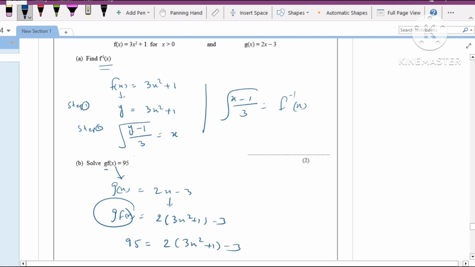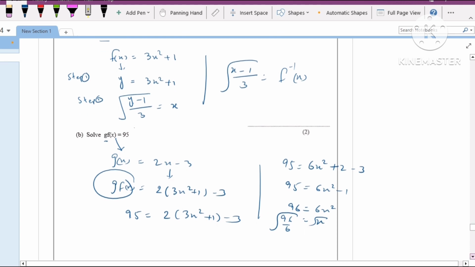Expand the bracket. 95 is equal to 3 times 2 is 6x squared plus 2 minus 3. 95 is equal to 6x squared minus 1. This minus 1 becomes plus here. Then divide it by 6: 96 divided by 6, and take the square root. That's it. This is the answer for this part B.